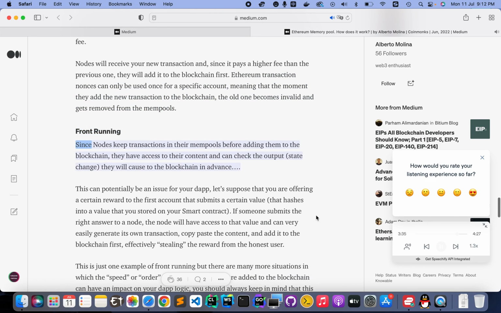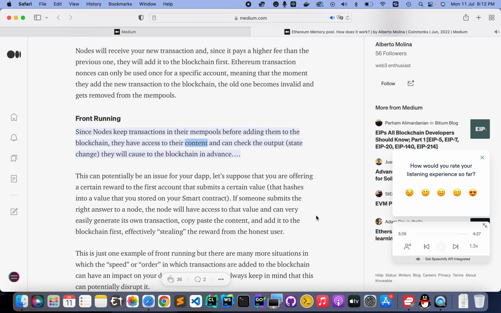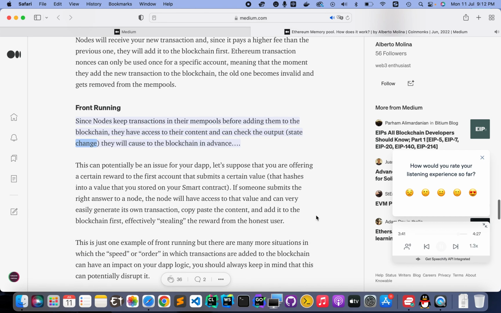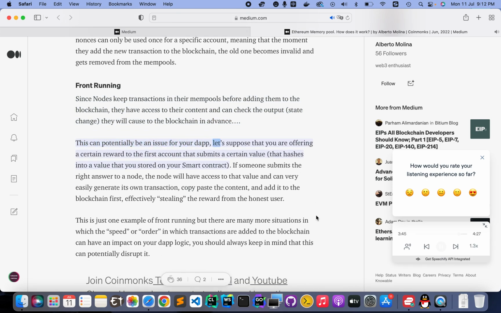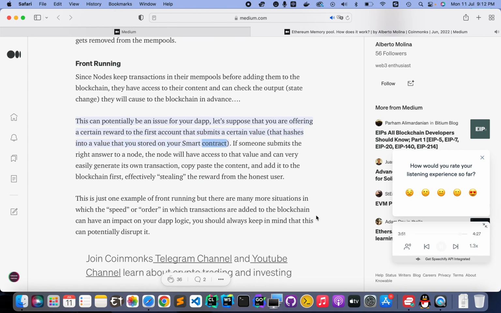Front running. Since nodes keep transactions in their mempools before adding them to the blockchain, they have access to their content and can check the output, the state change, they will cause to the blockchain in advance. This can potentially be an issue for your dApp. Let's suppose that you are offering a certain reward to the first account that submits a certain value that hashes into a value that you stored on your smart contract.